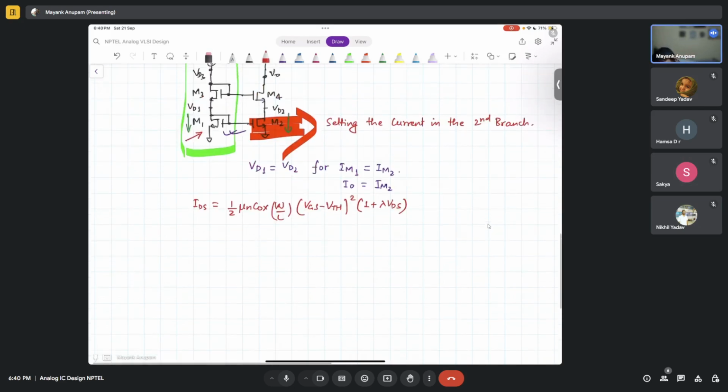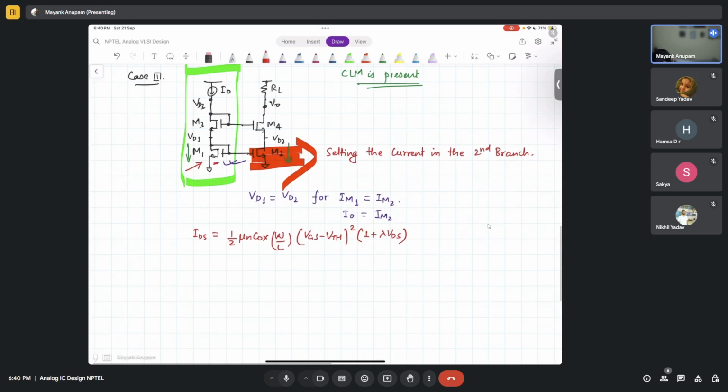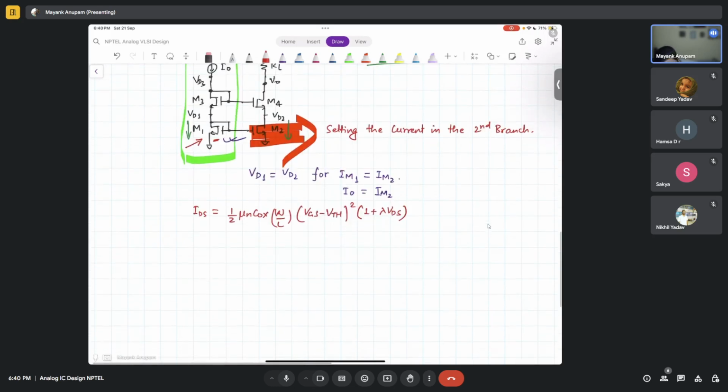So let's say for these two MOSFETs M1 and M2, what all things are the same for M1 and M2? We know that W by L is the same, right? You also said that W by L is the same, right, Sakya? Mu and Cox are the same for both, right? VGS is the same, because the gate voltage is the same for both M1 and M2. So the only thing that may differ is what? This VDS, right? Drain to source voltage.